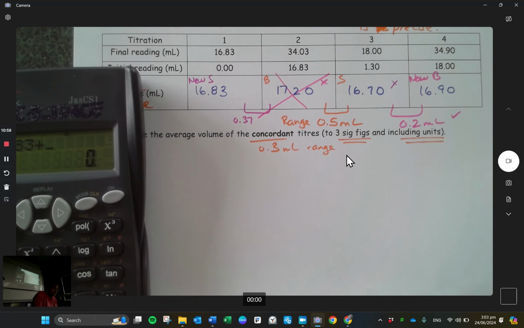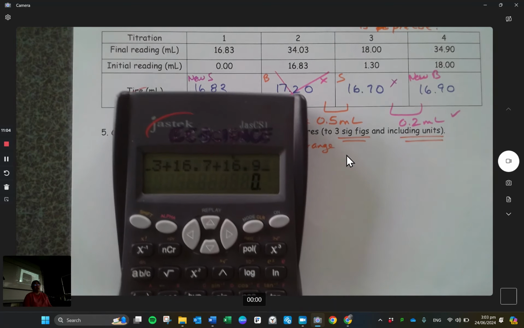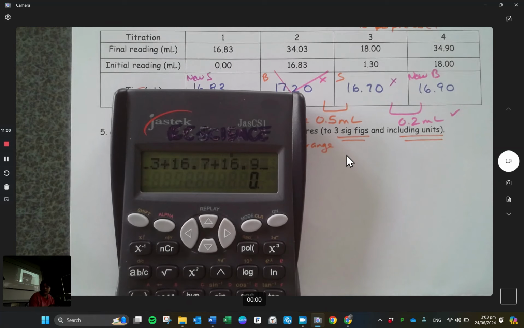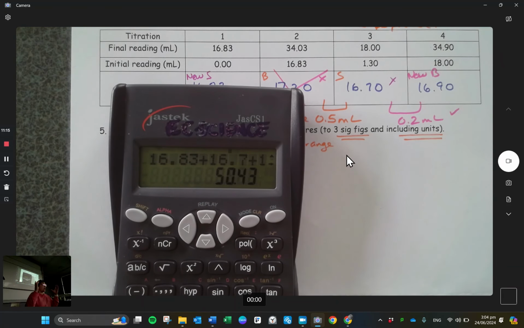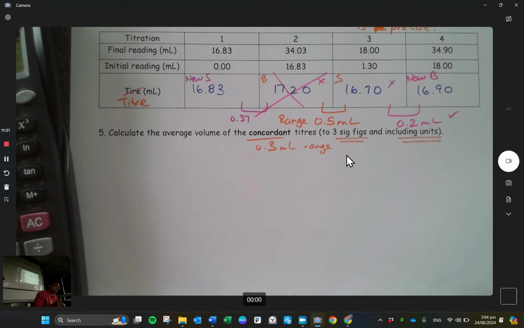16.38 plus 16.7 plus 16.9. Be mindful that if I was to do this in the calculator and then I just hit divide 3, only the last number is getting divided by 3. So just watch out on what you're doing. So I'm going to add it all together first or use brackets, divide it by 3, and now I have my value. So let's just write that in.